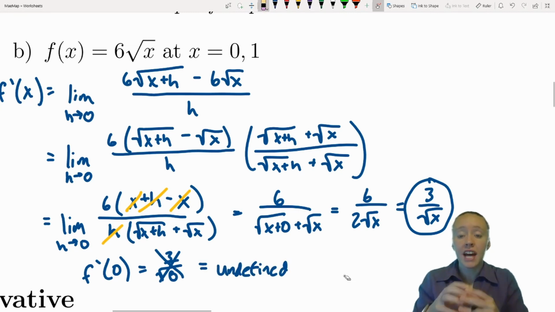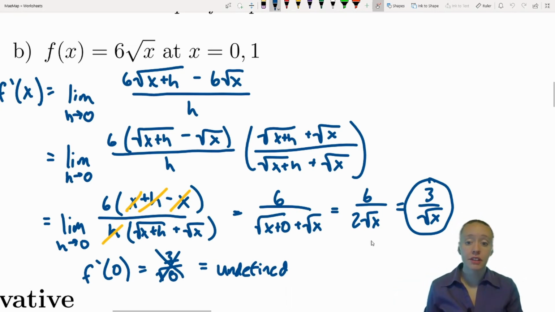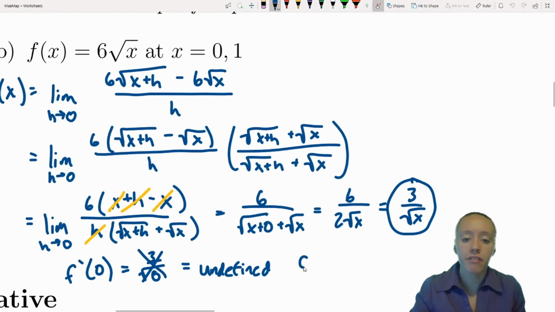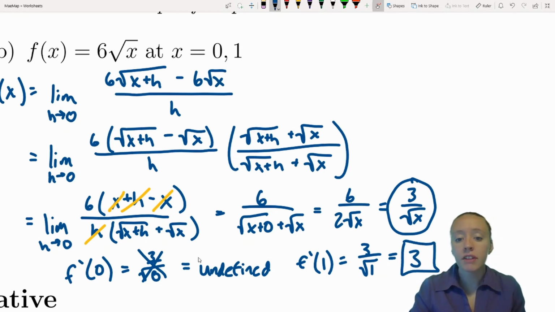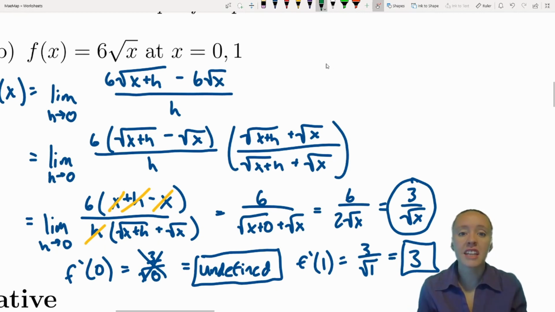So my derivative at 0 is undefined. I cannot plug 0 in for this function, so the derivative simply doesn't exist. It's undefined. But I can plug in 1. If I have f prime of 1, that's going to be 3 over the square root of 1, which gives me 3 over 1, which is 3. So I get undefined for my derivative when x equals 0, and I get 3 for my derivative when x equals 1. And think about it.